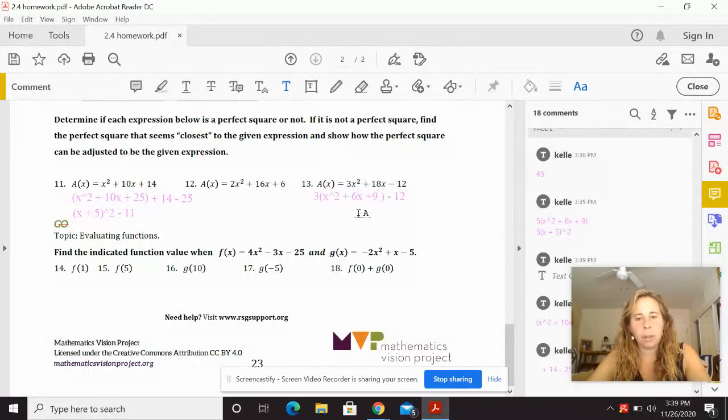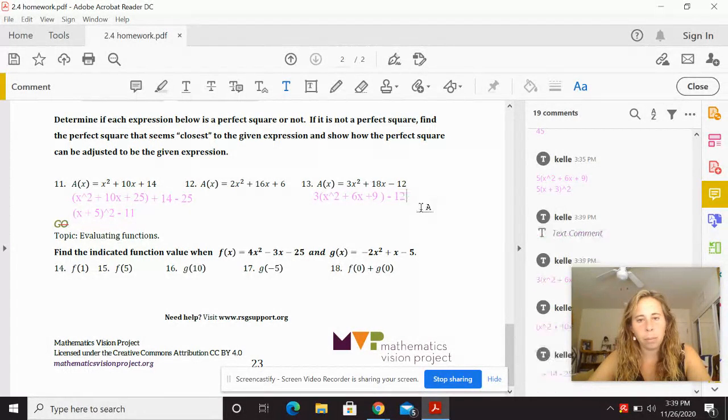All right, so then, once again, we can't just throw this 9 in. So we have to go 3 times 9 is 18. So negative 12 minus... wow, I can't do math right now. 3 times 9 is 27. Minus 27. Does everyone see how I'm getting that?